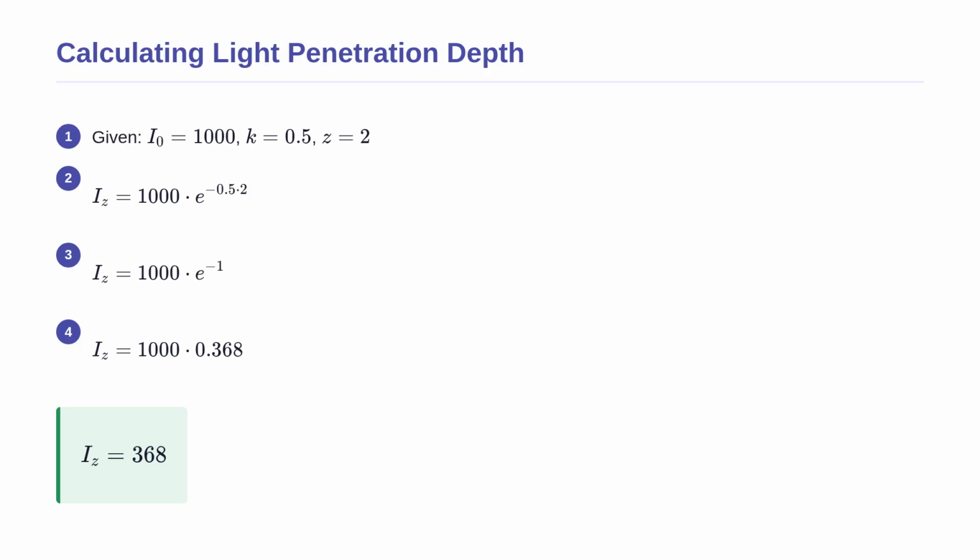First, we multiply the attenuation coefficient by the depth, giving us -1 in the exponent. Evaluating e to the power of -1 gives us approximately 0.368. Finally, multiplying this by our initial 1,000 units gives us 368. Physically, this means about 37% of the surface light reaches the 2-meter mark, which is plenty for algae to thrive.